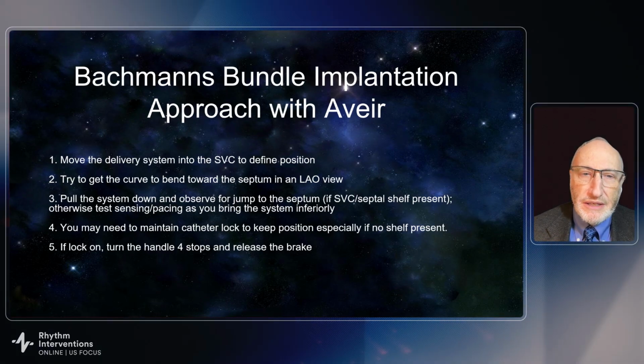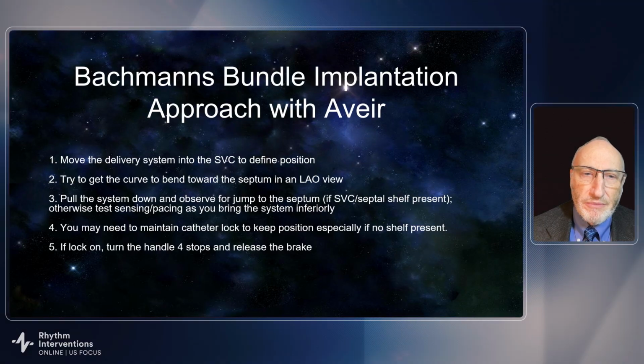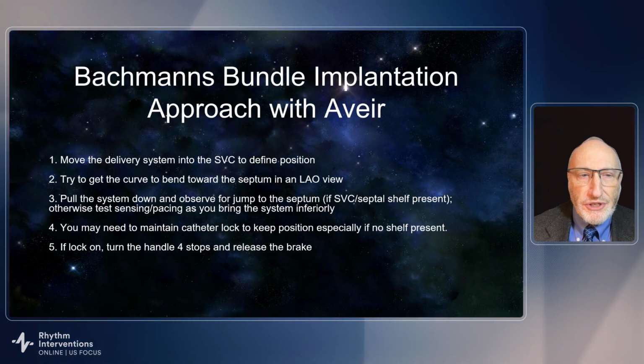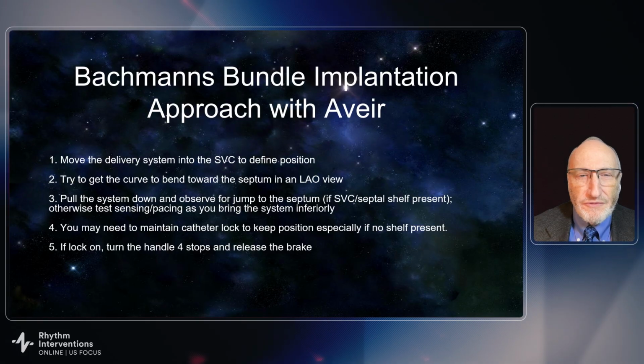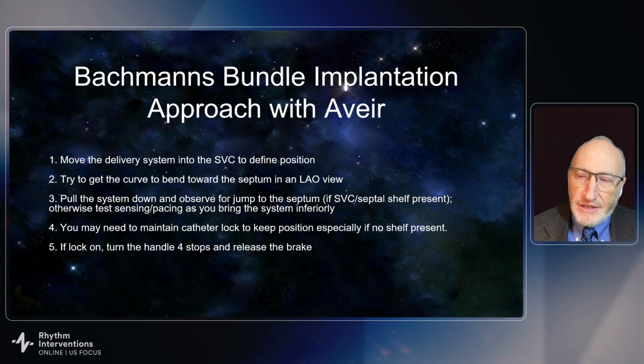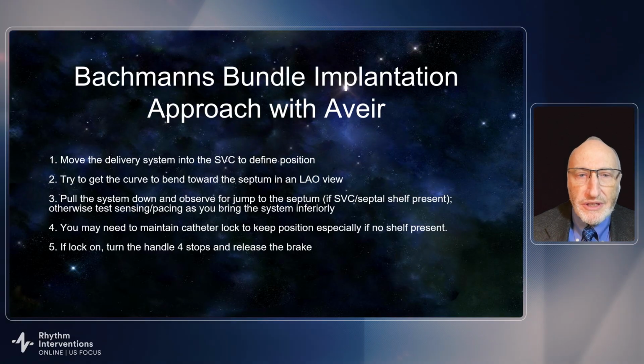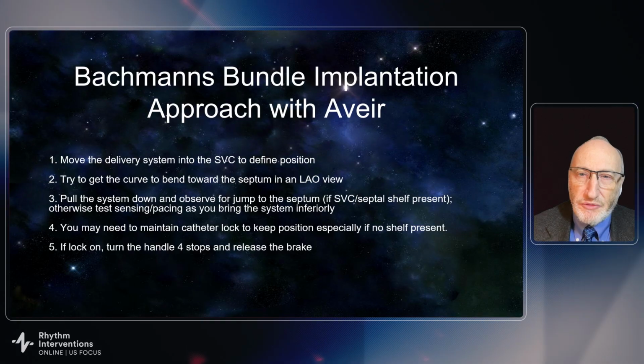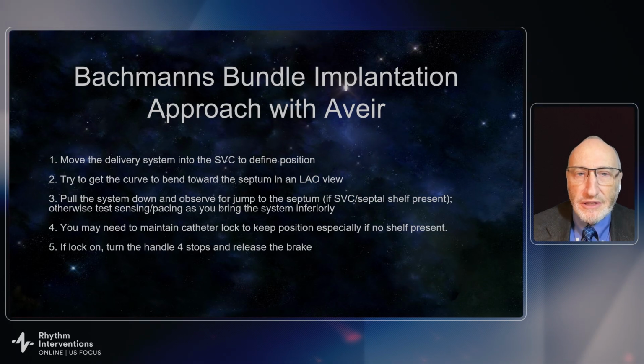If the patient has a shelf, you'll probably see a jump towards the septum. Otherwise, unfortunately, you do have to just kind of test positions to see if you have adequate sensing and pacing. If you have to maintain curve, initially 2 or 3 turns on the catheter will at least anchor the system before you completely relax the curve.